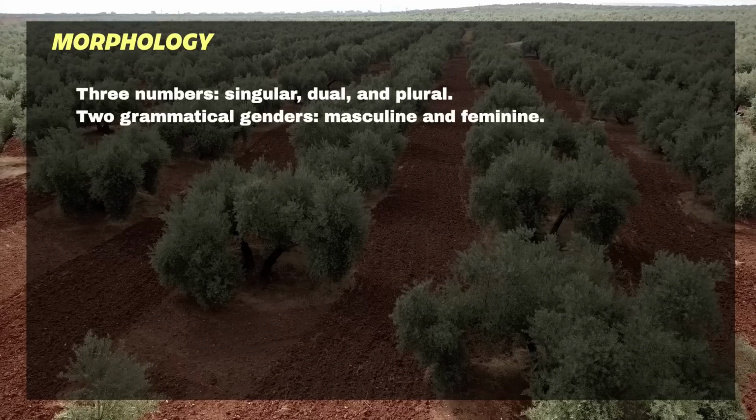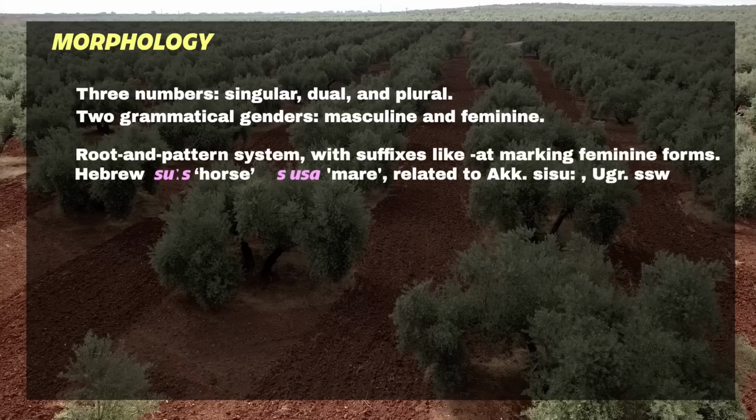Nouns in Proto-Semitic had three numbers, singular, dual and plural, alongside two genders, masculine and feminine. As in later Semitic languages, noun formation followed a system of root and pattern morphology, as we just discussed. But suffixes also played a key role. One clear example is the following suffix used to form feminine nouns. In certain Semitic languages, such as Hebrew and some Arabic dialects, this suffix may be reduced to a vowel, as seen in the Hebrew terms for horse, sus, and mare.